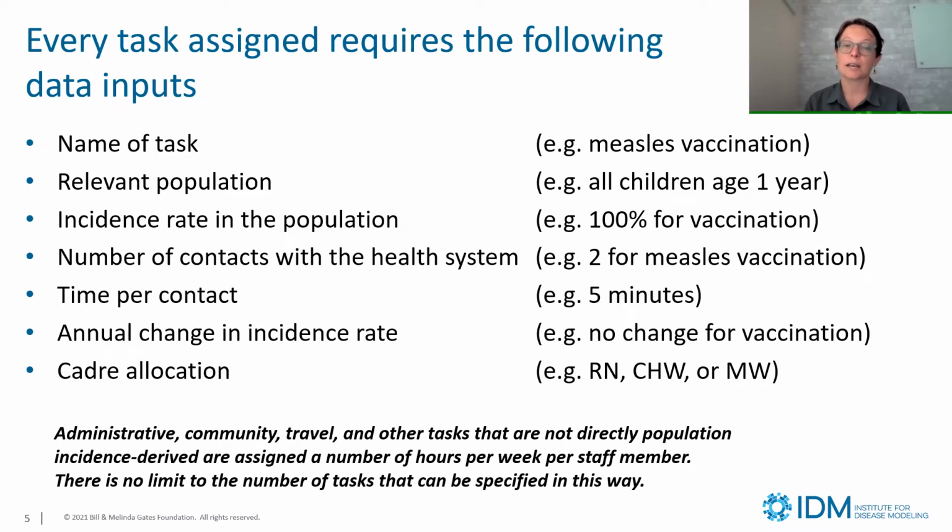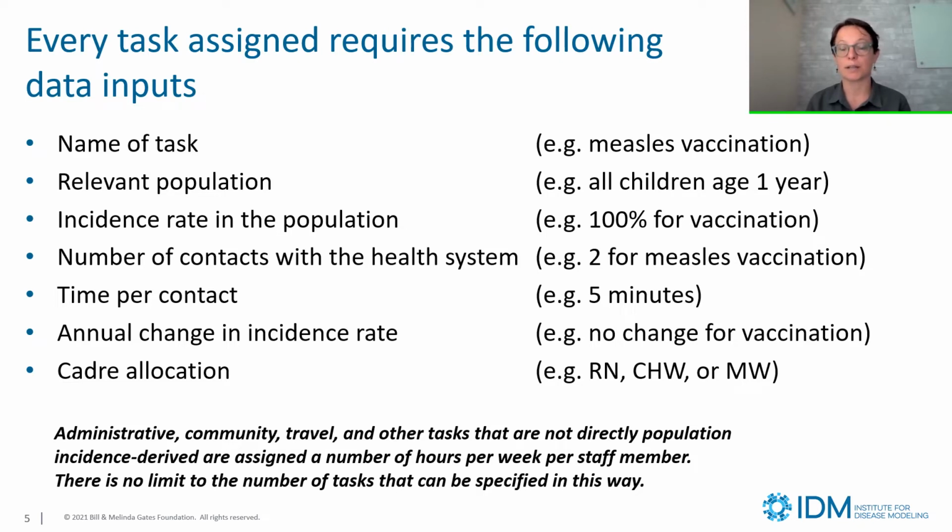Now, once you've calculated the number of people who are eligible for the service, we also want to know how much time it actually takes to do this. So those number of people are multiplied by the number of contacts within the health system. So for example, with measles, we would expect children to have 2 doses. So there's 2 contacts.